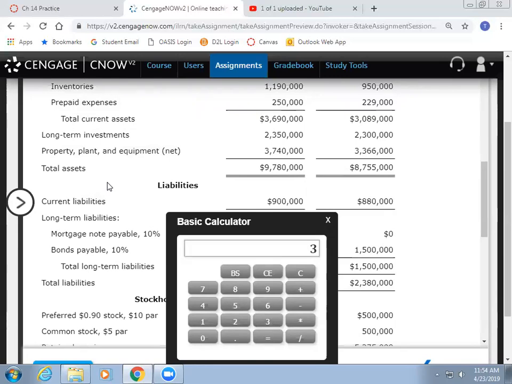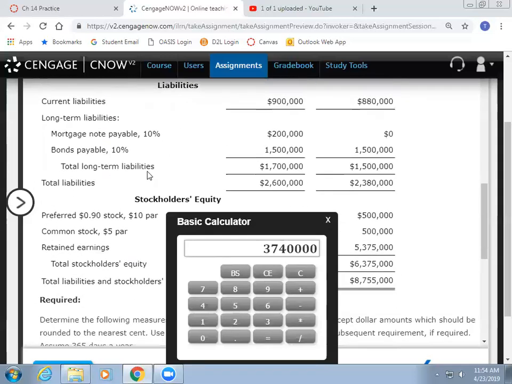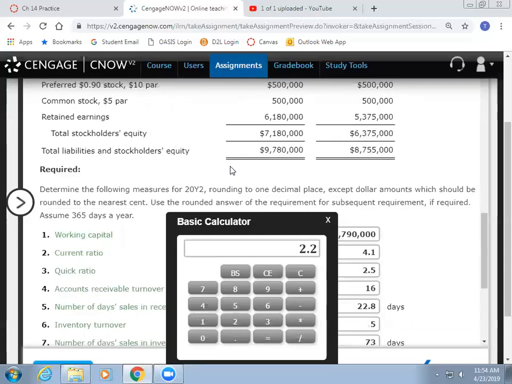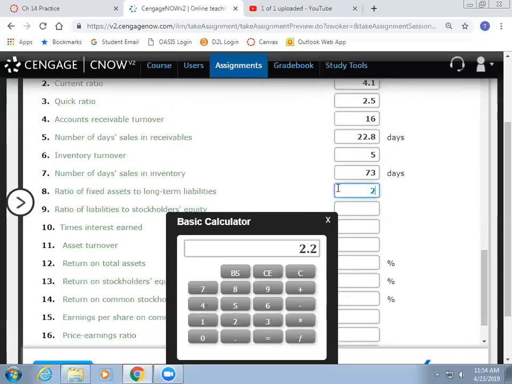So 3,740,000, and we are going to divide by our long-term liabilities, which they give us here, 1,700,000. So 2.2. So our fixed assets are 2.2 times that of our long-term liabilities. So we're in a pretty good position to pay our long-term debt. We have more fixed assets than we do long-term debt, 2.2 times, okay?